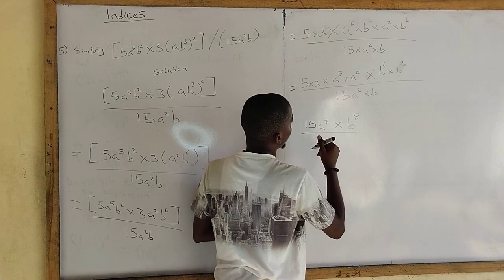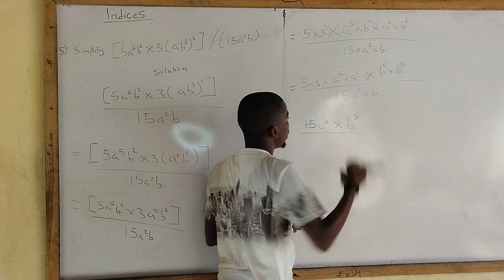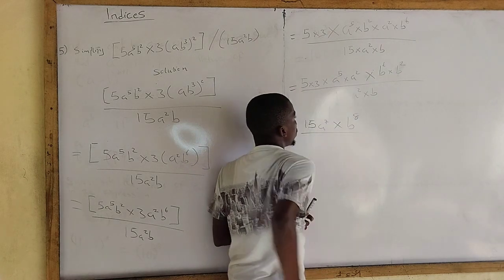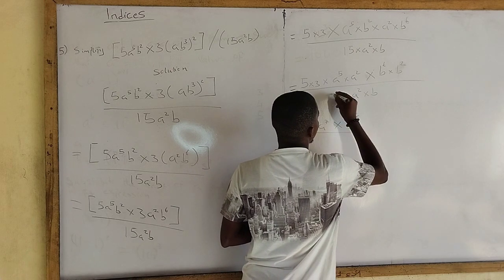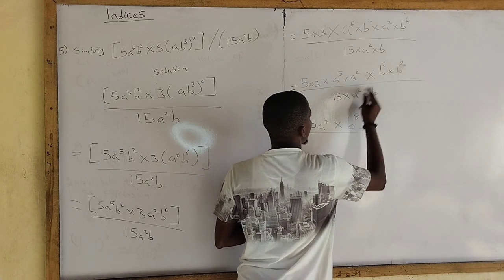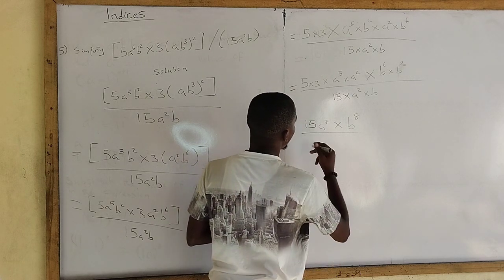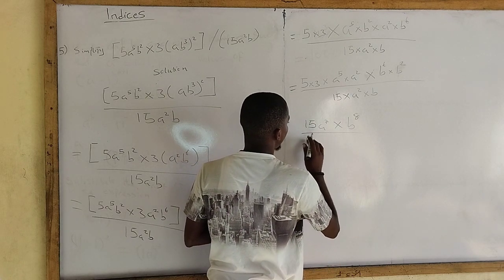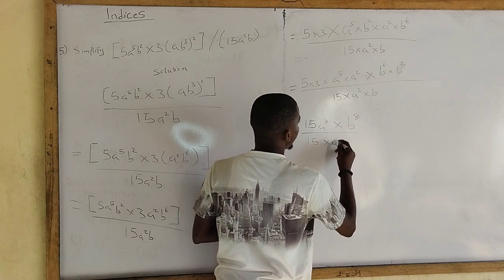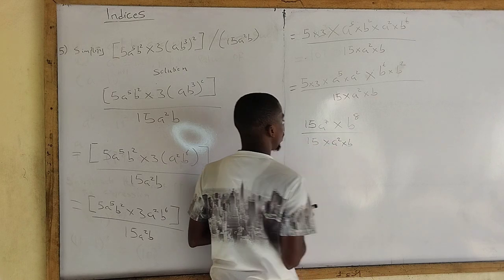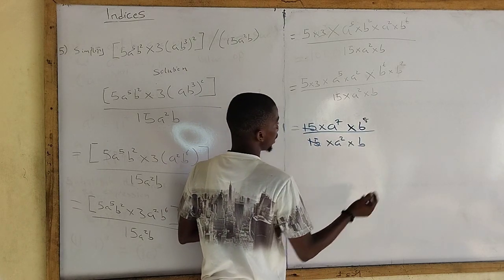All over, we should have split this so that we have 15 times a raised to the power 2. After doing that, we have 15 times a raised to the power 2 times b. Looking at this, we say 15 will cancel 15, 1, and that is gone.